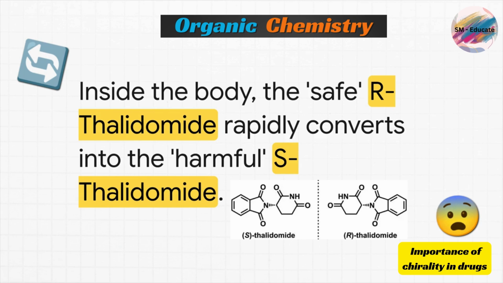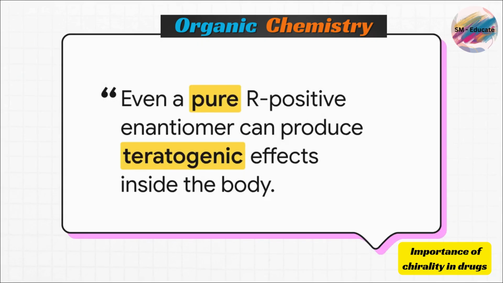Well, here's the problem. It turns out that once the safe R-thalidomide gets inside the human body, it rapidly starts converting into the harmful S-thalidomide. The body itself was turning the cure into the poison. Just think about that. It meant that even if you took a 100% pure dose of the good drug, it wasn't safe. Our own body chemistry would just start making the bad one anyway. It was a completely inescapable molecular trap.